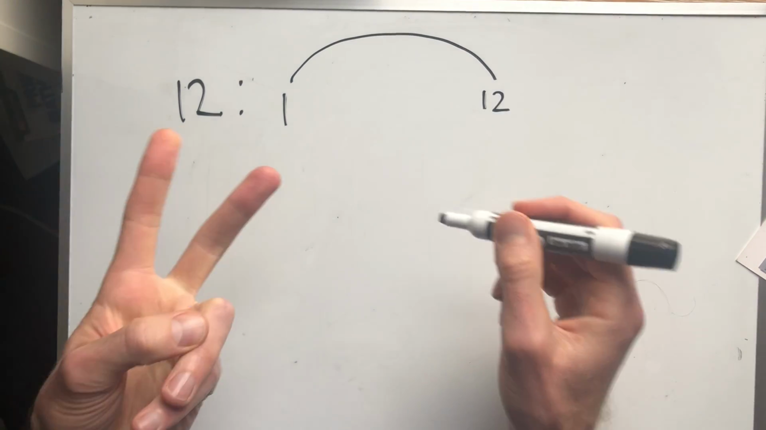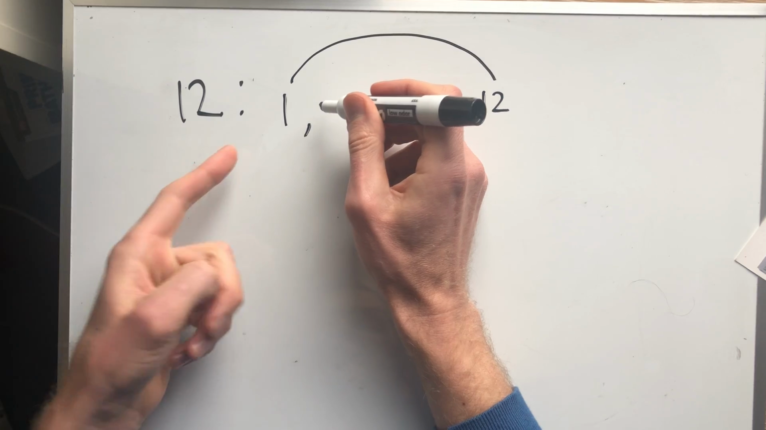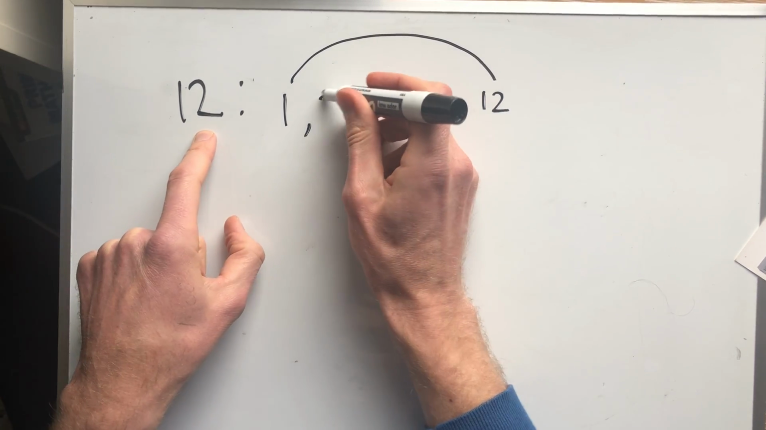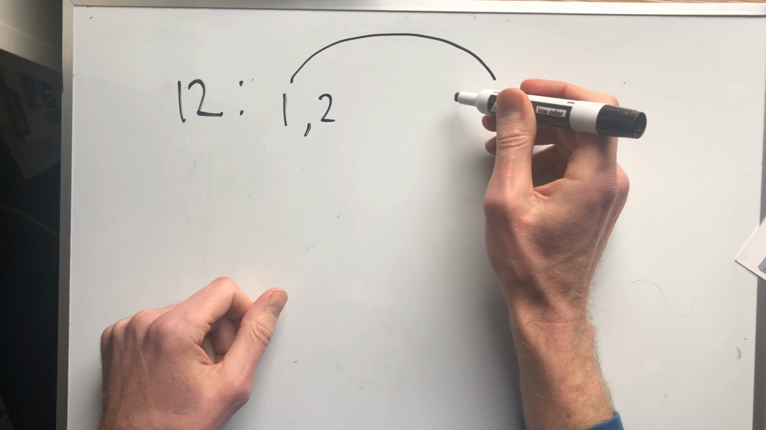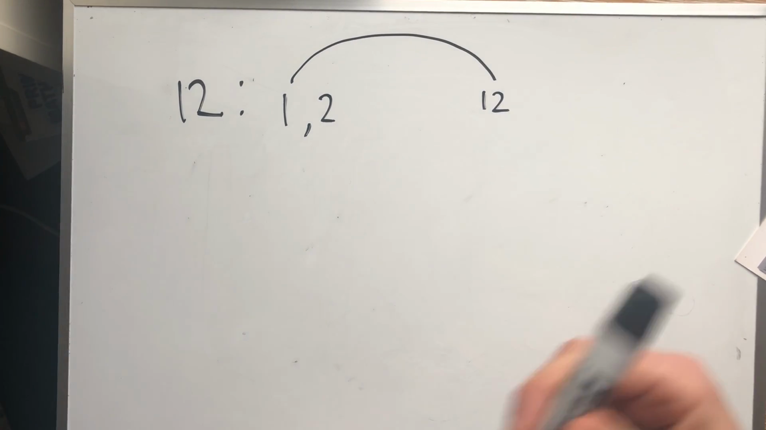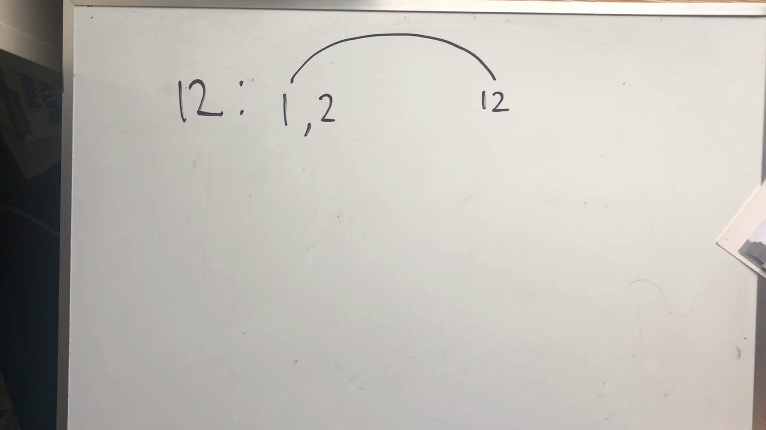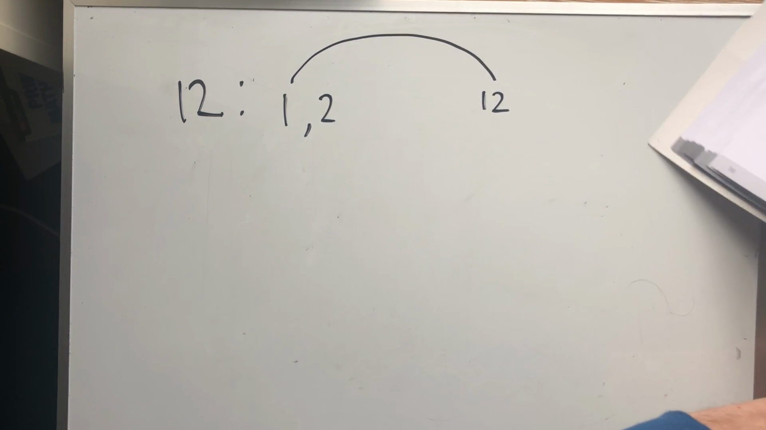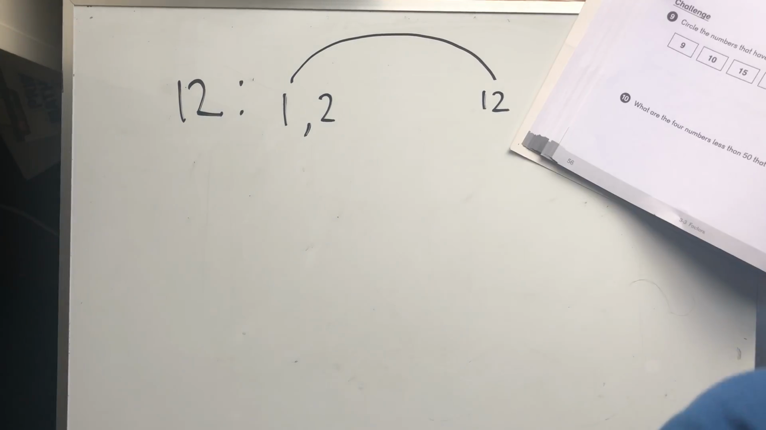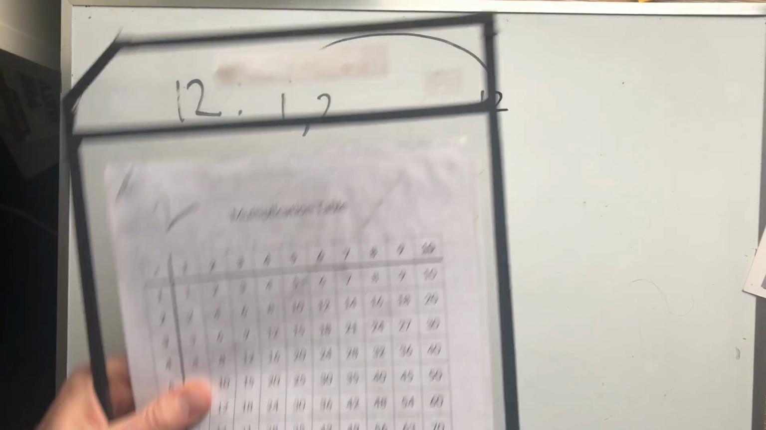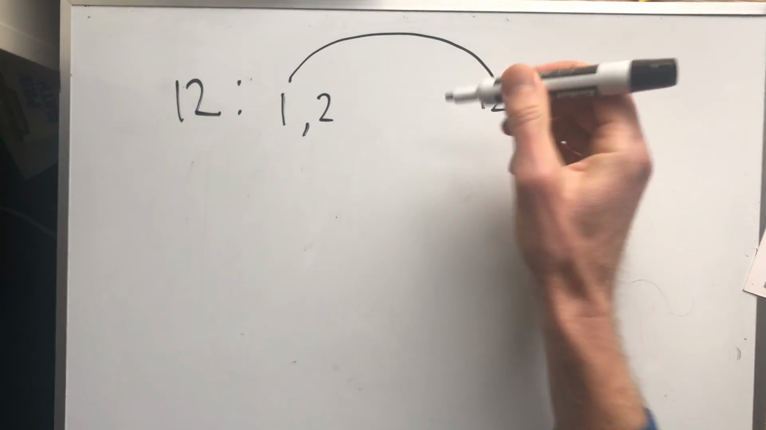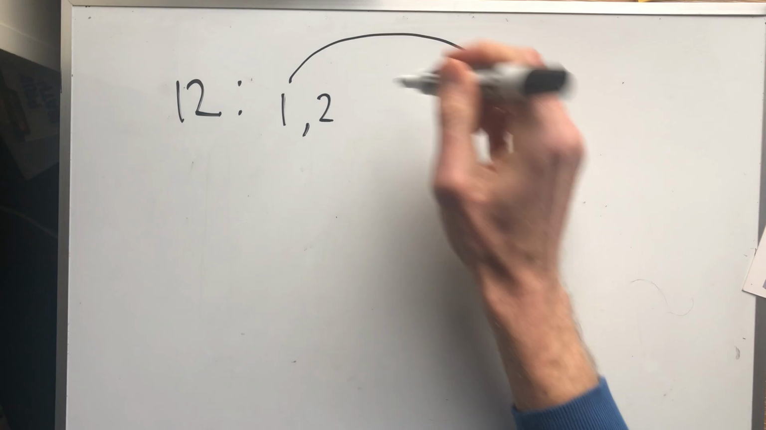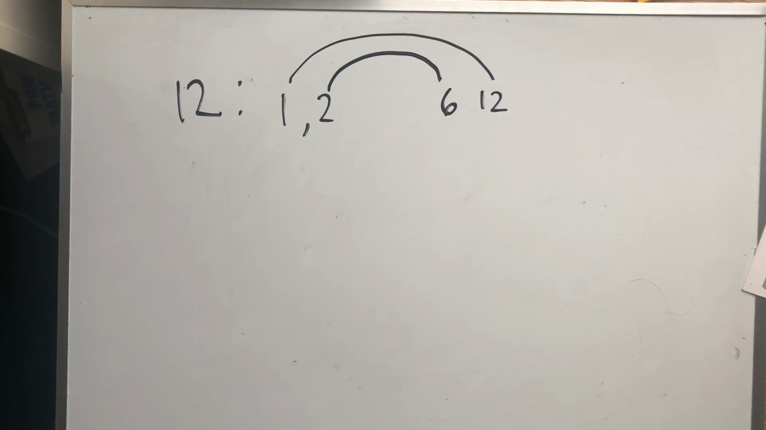Okay, so I've got 2 factors now. What about 2? Well, it's even, so I know 2 goes into it, but 2 times what? Well, I just need to remember in this case, or I can look at my multiples chart if I need to. Right there, 2 times 6. There's another pair of factors.